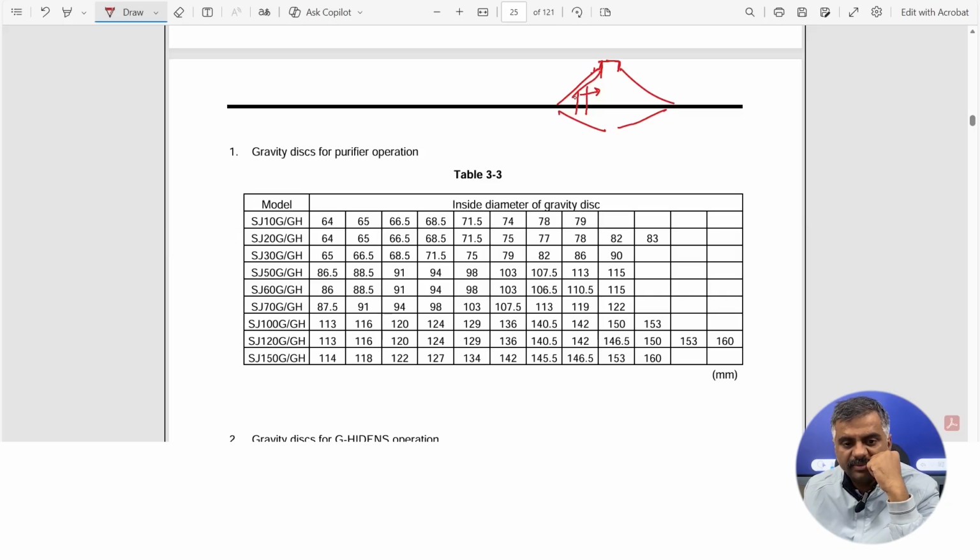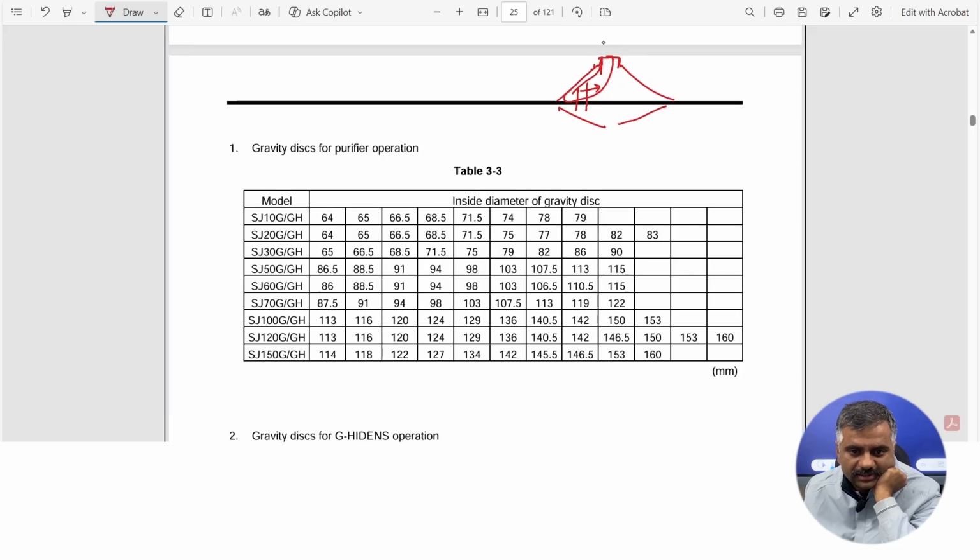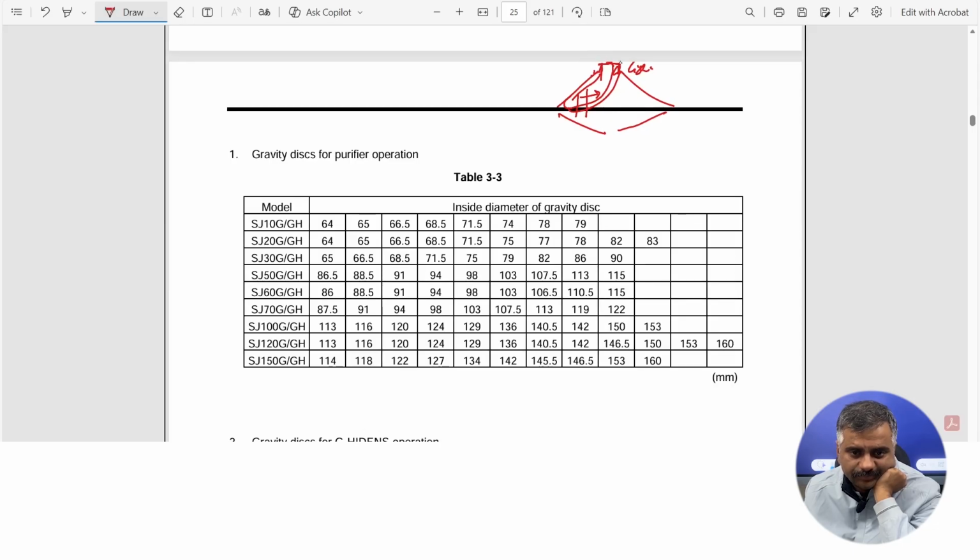So the heavy liquid can go out into the light liquid, that is, the purified oil outlet chamber. And if your gravity disk size is bigger, there is less pressure from the light liquid, so the interface boundary will form somewhere here outside, and the light liquid can go into the heavy liquid, into the waste sludge.